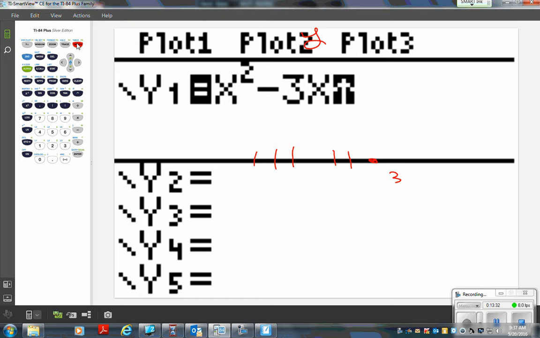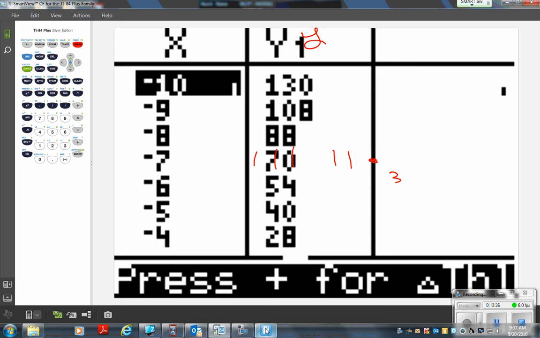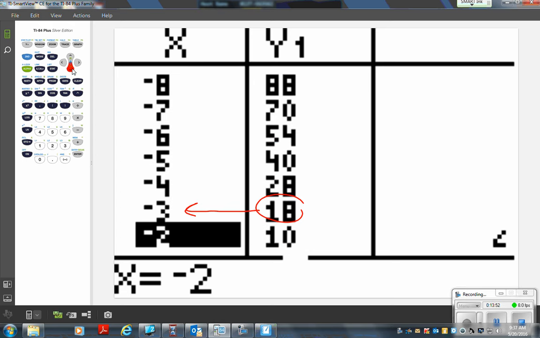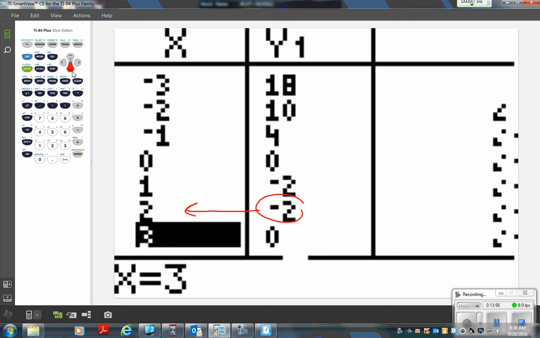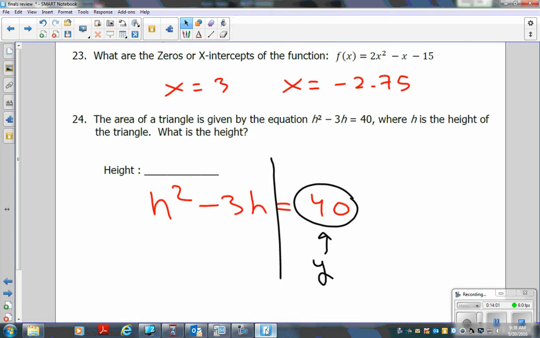And we're going to look on a table. And the number I'm looking for is 40. Oh, there it is. But remember, we're talking about height here. Height can't be negative. And this is a quadratic equation, which means it's going to have 2 answers. So let me see if I can find 40 anywhere else. There it is, 8. Every time that you work with quadratic equations, you're going to get 2 answers.